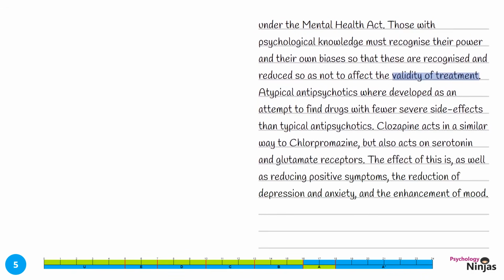Atypical antipsychotics were developed as an attempt to find drugs with fewer side effects than typical antipsychotics. Clozapine acts in a similar way to chlorpromazine, but also acts on serotonin and glutamate receptors.